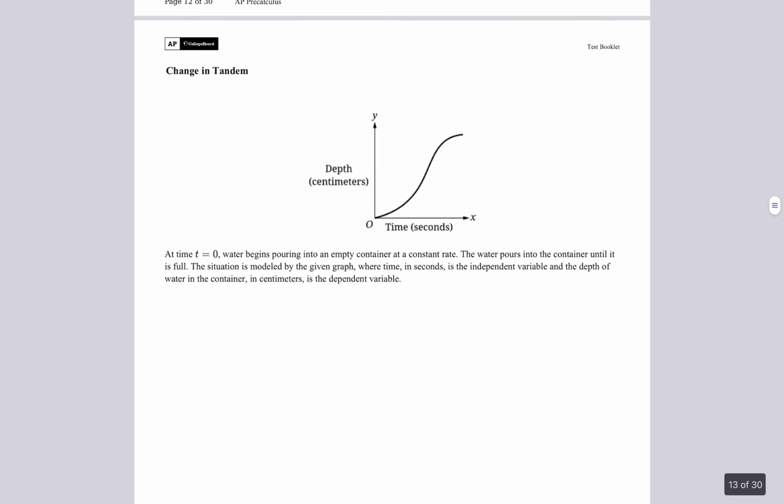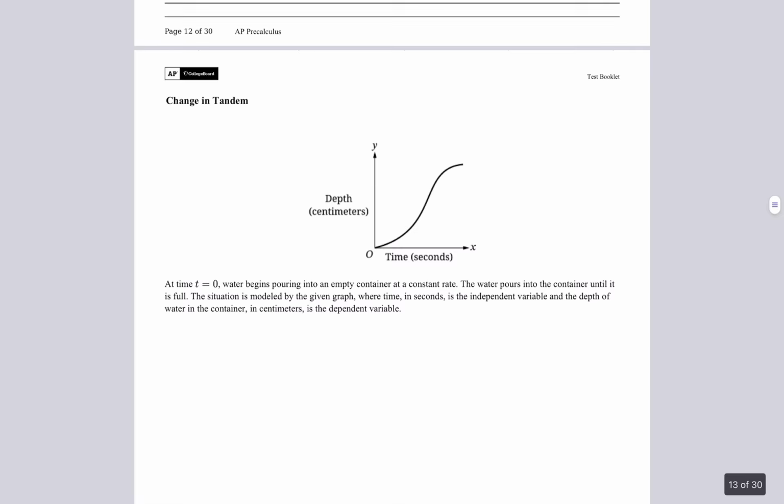This is question number 11. At time t equals 0, water begins pouring into an empty container at a constant rate. The water pours into the container until it is full. The situation is modeled by the given graph, where time in seconds is the independent variable and the depth of the water in the container in centimeters is the dependent variable. So we need to understand this graph first.